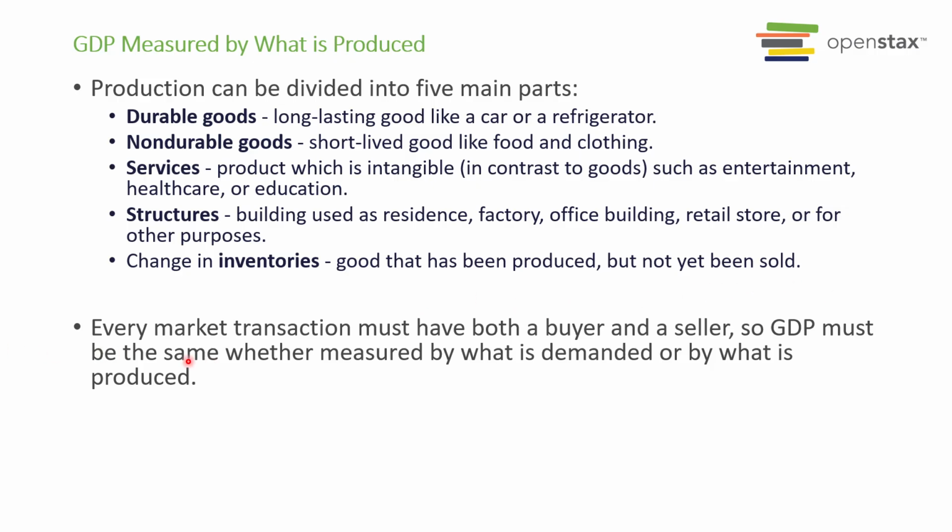So here's a nice bullet point to ensure that we go over, and that's every market transaction must have both a buyer and a seller. So GDP must be the same whether measured by what is demanded or by what is produced. Okay, so that goes back to why that equation holds with equality.